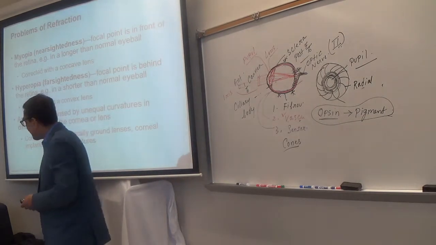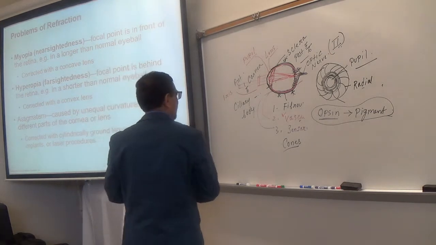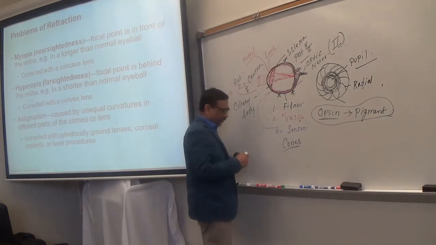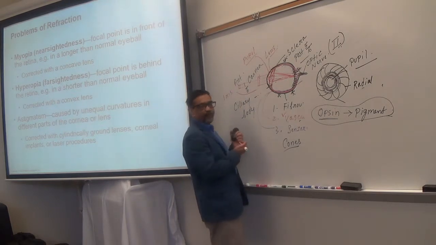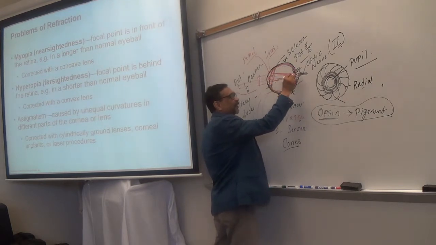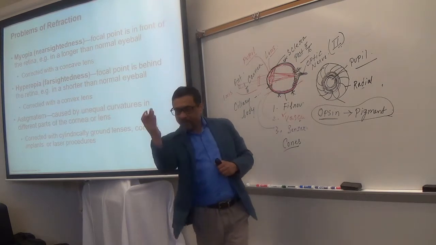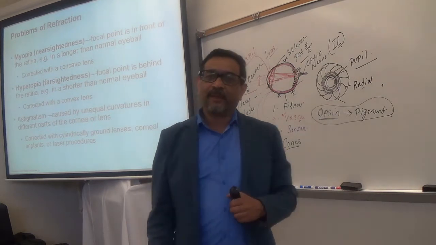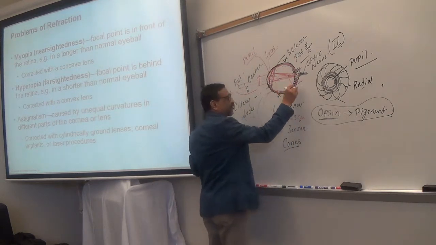Myopia, hyperopia. Let's go back here. You remember I said that to see the things clearly, light should be focused where? Exactly on the retina. Very good. Now if the light is focused by this lens in front of the retina, that is called myopia. So this is myopia.